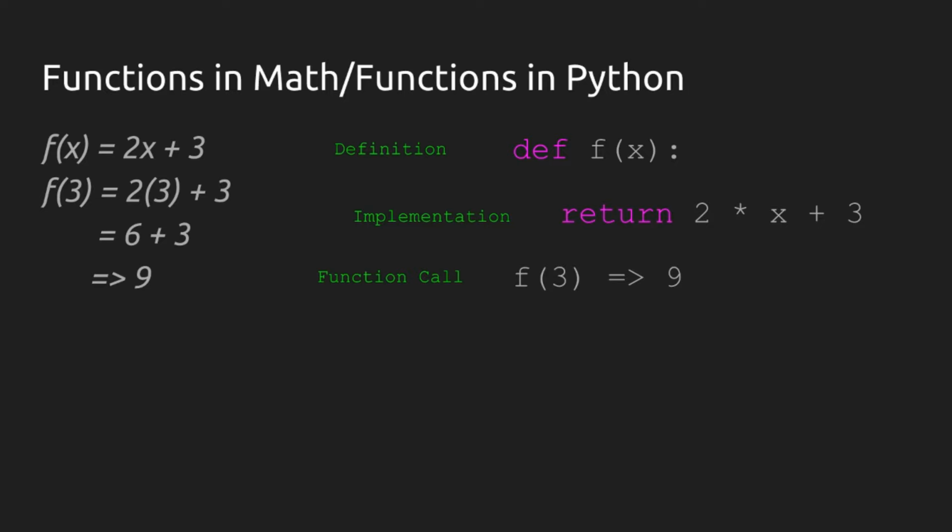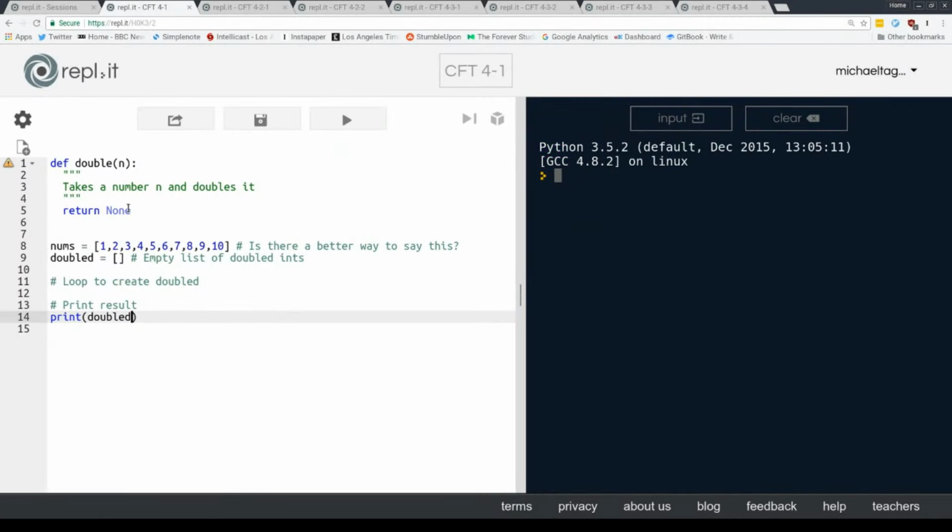So let's go and try a function. Okay, here I have a function that I've named double, and what I want it to do is take a number n and double it. And I have return None, that just means that I haven't implemented the function yet. And I have some other pieces down here that we'll get to in a moment, but this double function is exactly what I want to work with now.